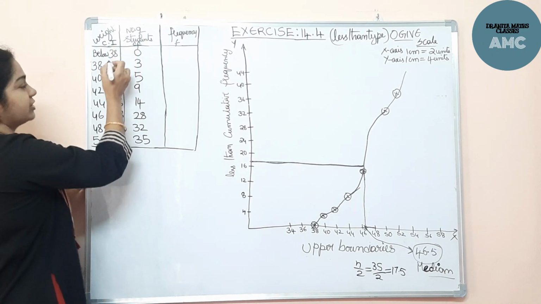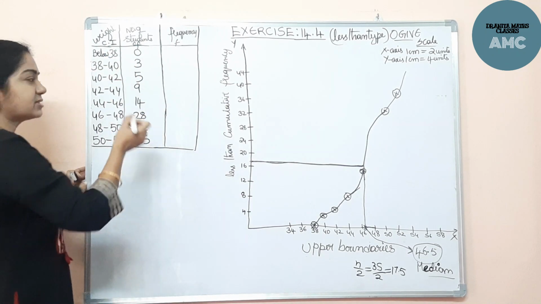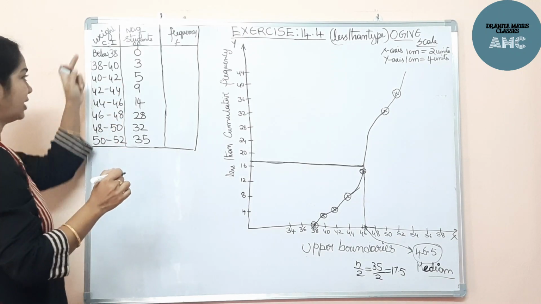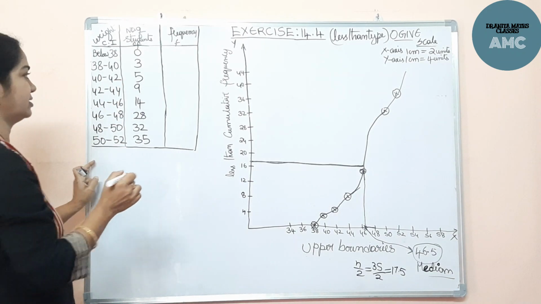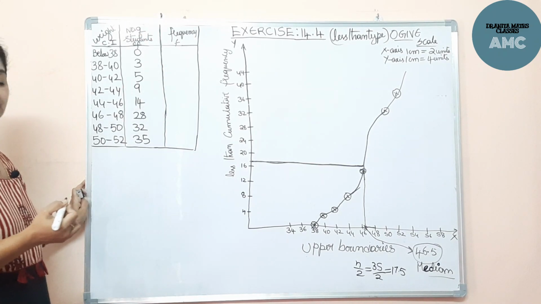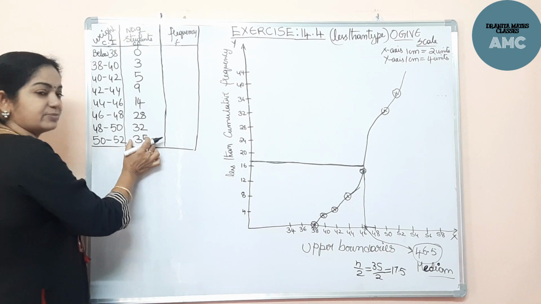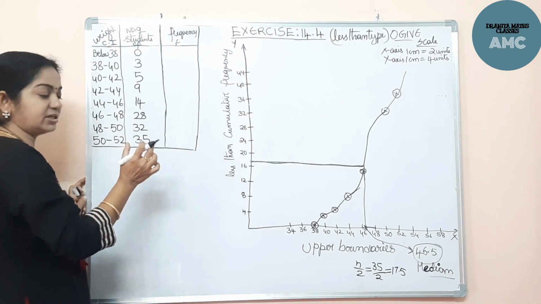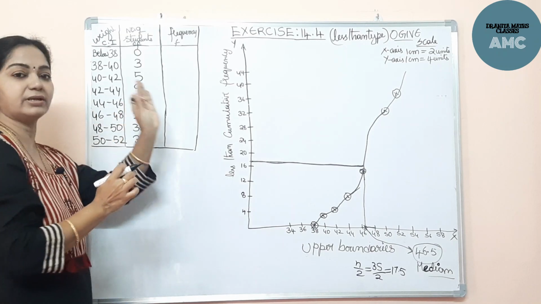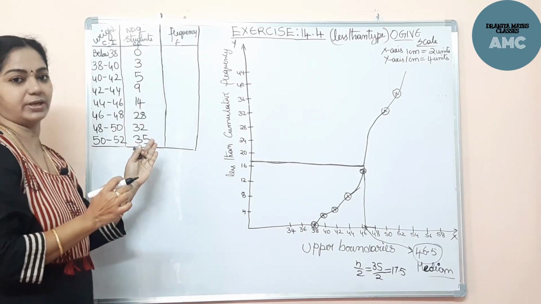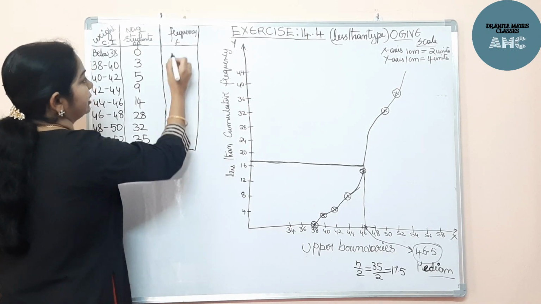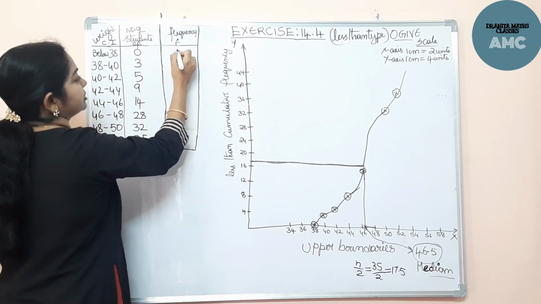So below 38 is the first one, and below 40 means 38 to 40. Below 42 means 40 to 42. Likewise I've written the class intervals, and the given values here are the cumulative frequencies, because the total number of observations given in the question is 35. Now from these cumulative frequencies we need to find the frequencies, so that we can use them in the median formula.